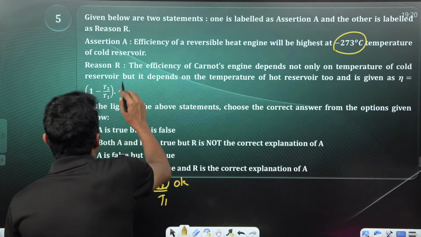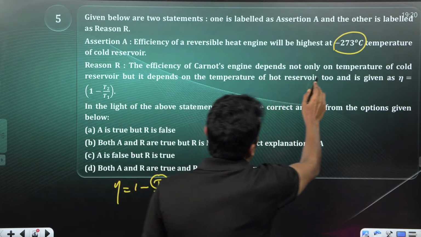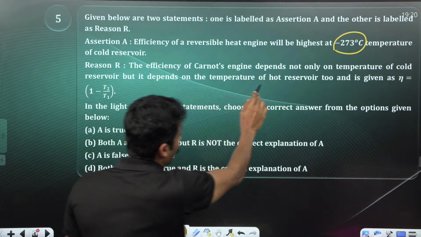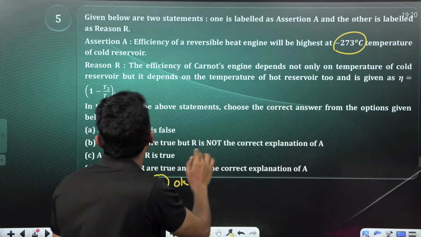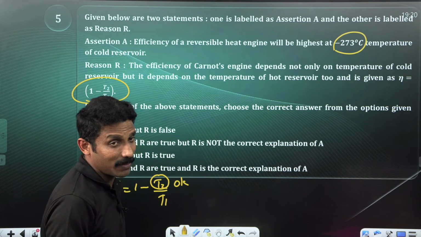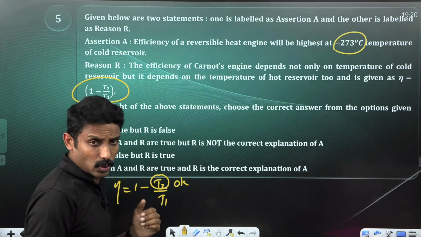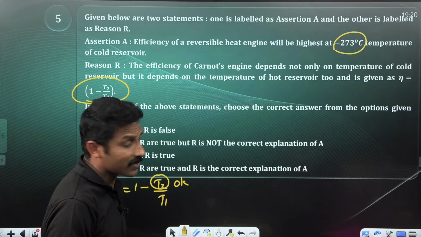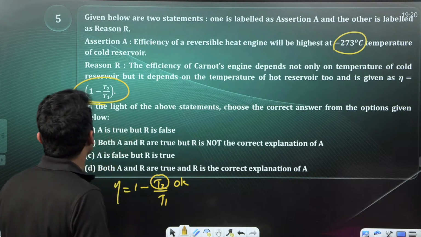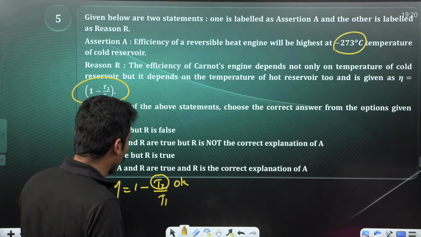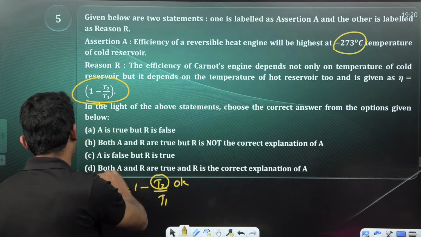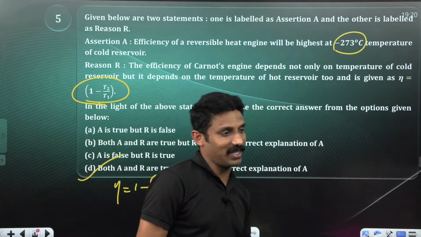Now the reason: the efficiency of Carnot's engine depends not only on the temperature of the cold reservoir, but also on the temperature of the hot reservoir, and is given as 1 minus T2 by T1. The second statement is also true, and it is the correct explanation. So our answer is: both A and R are true, and R is the correct explanation of A. That is the fourth option.